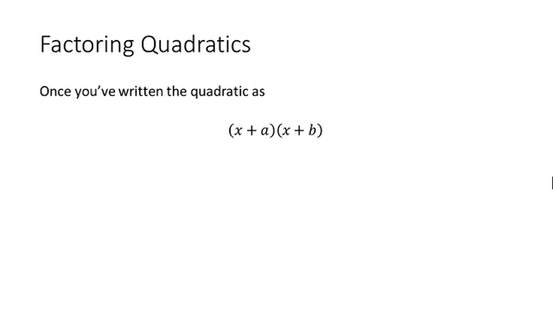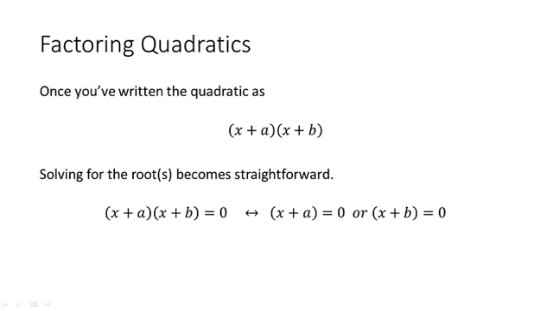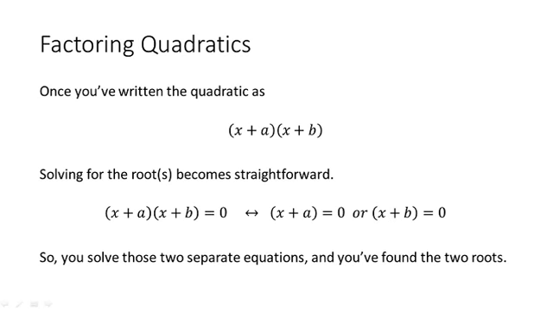The good news is that once you have factored the quadratic into x plus a times x plus b, it is really very straightforward to solve for the roots, because what you have to recognize is that if x plus a times x plus b is equal to 0, that's the same as saying either, maybe both, but either of those terms has to be 0. So you're going to have a root where x plus a is equal to 0 and another root where x plus b is equal to 0. And you can see that that's a trivial solution. You get x equals -a and x equals -b, and those are your two roots for this polynomial.